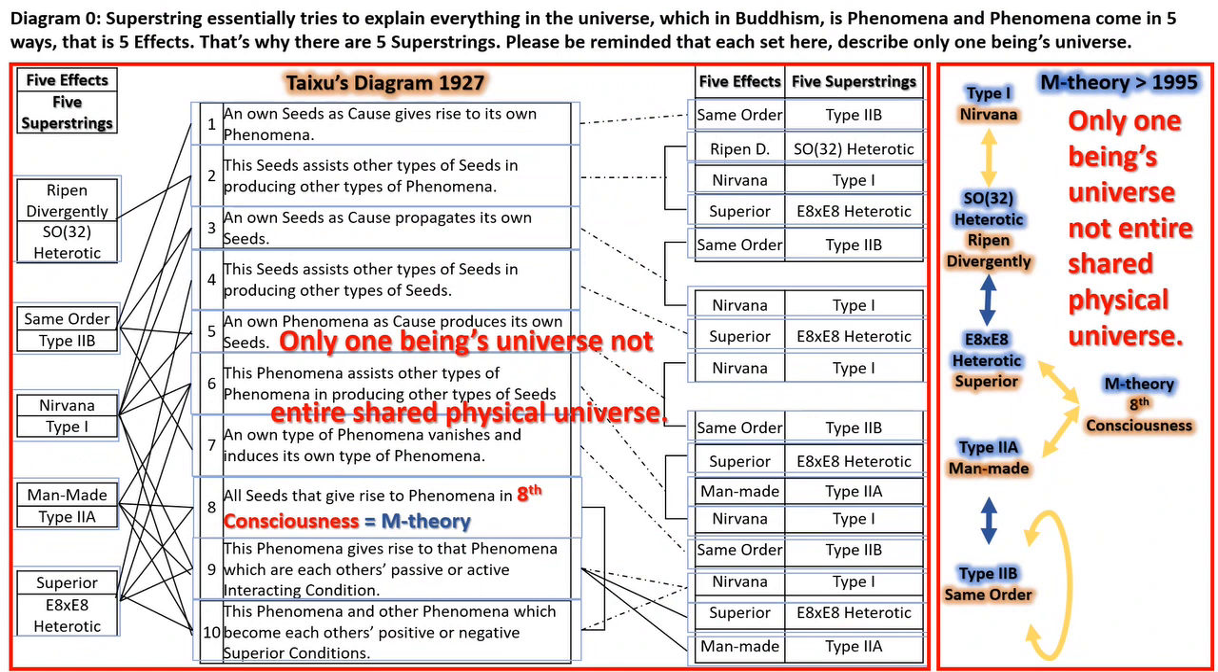String theory is supposed to be a theory of everything, and everything is about phenomena or effect in Buddhism. Effect in Buddhism comes in 5 flavors, which are called 5 effects. That is why string theory has 5 superstrings.